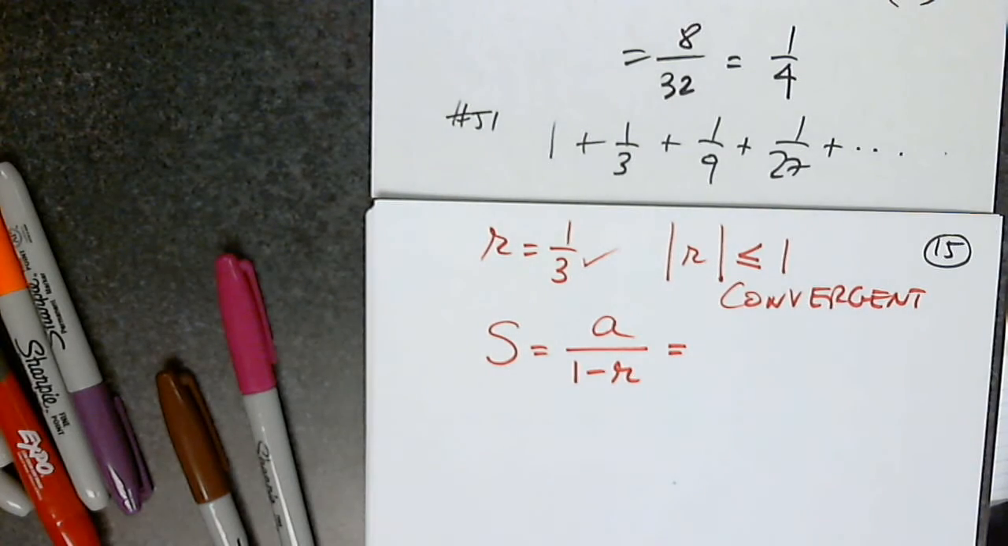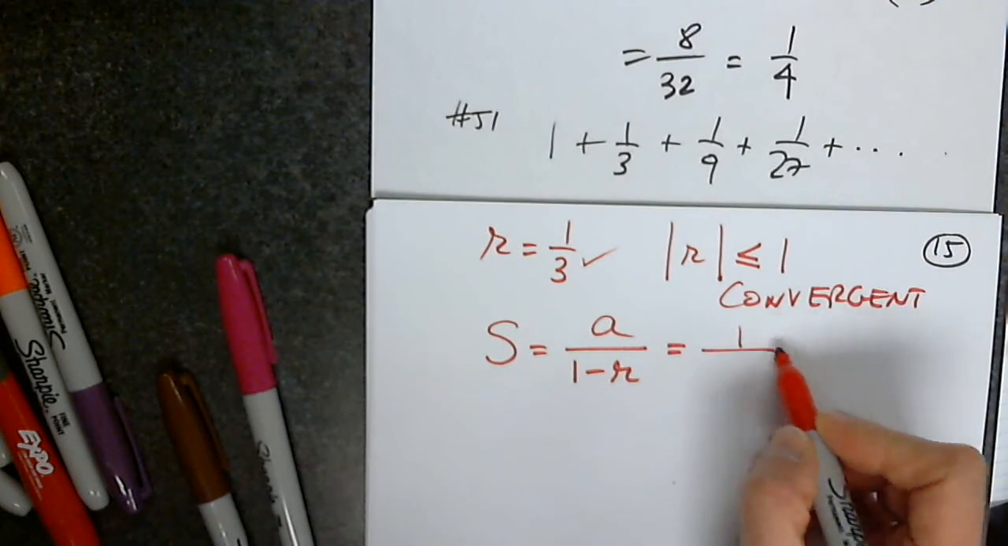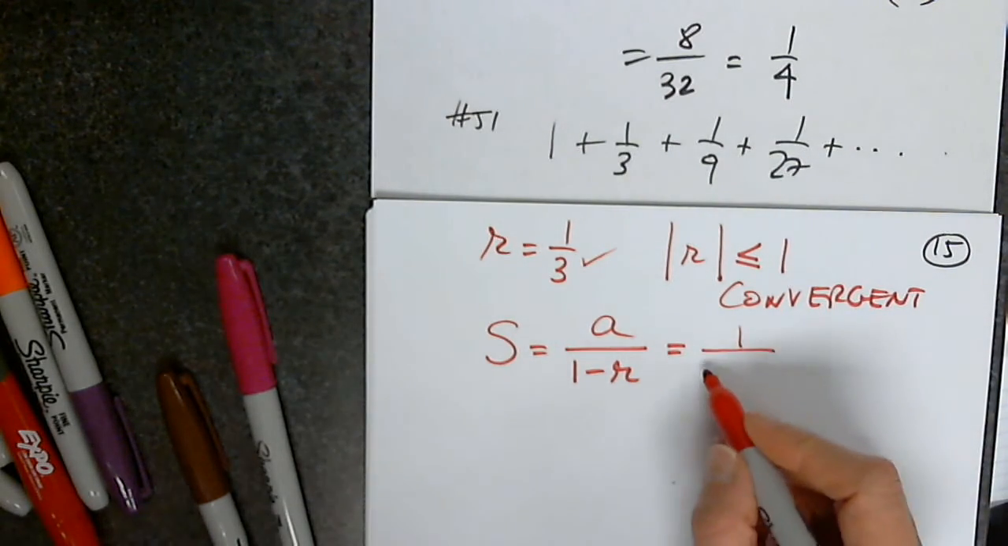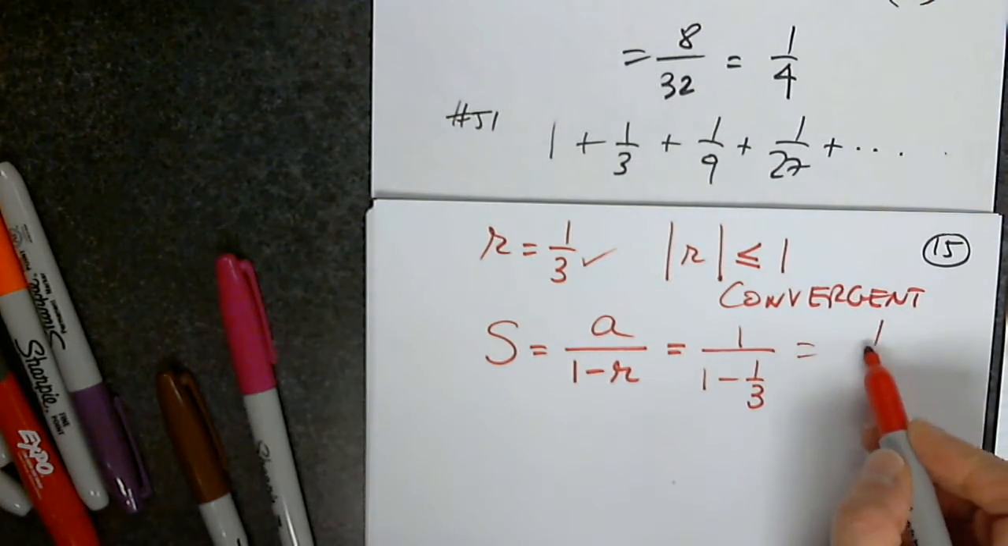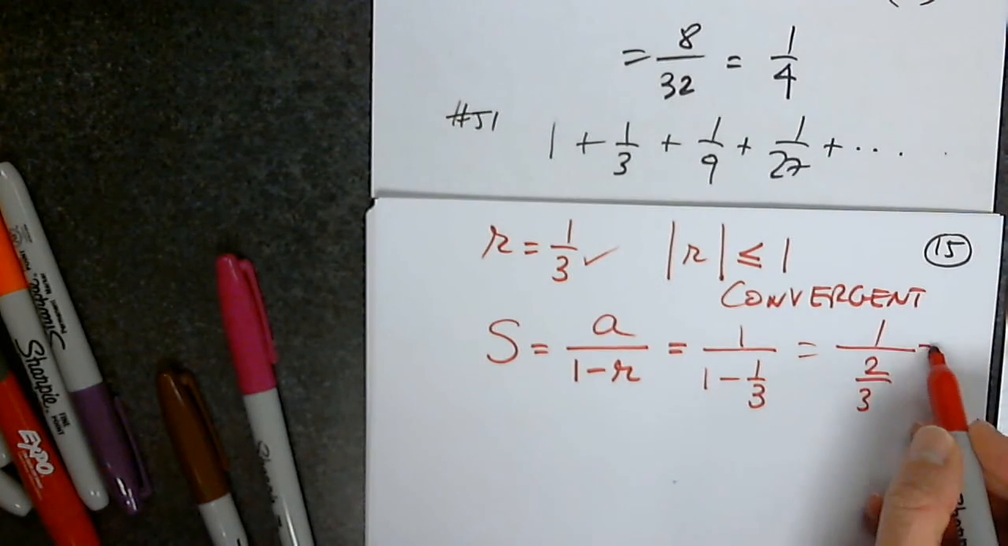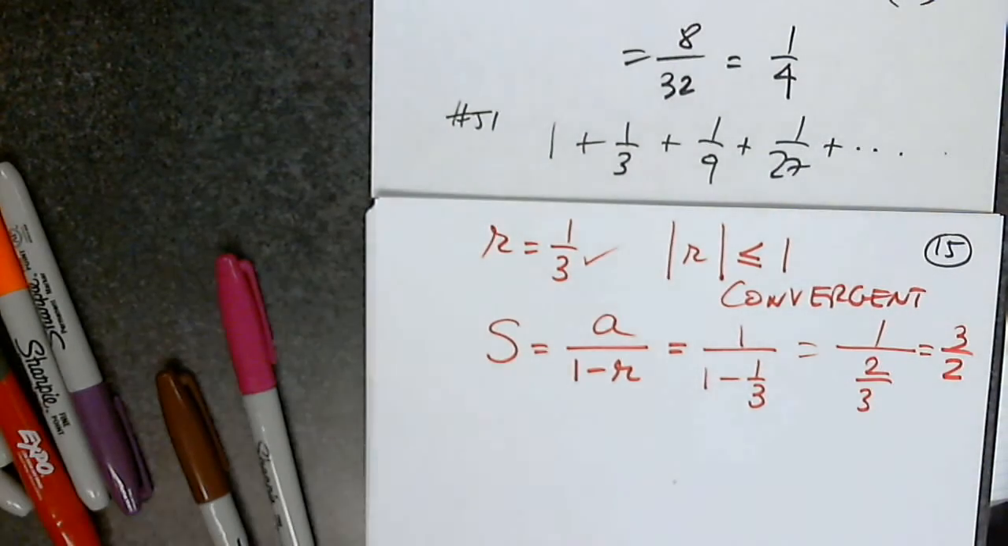How much is A, which is the first term? One. How much is 1 minus R? 1 minus 1/3? 2/3. Yes. Very good. So the sum is 1 divided by 2/3, which is 3/2. It is a number, and I can give it to you because the infinite geometric series is convergent.